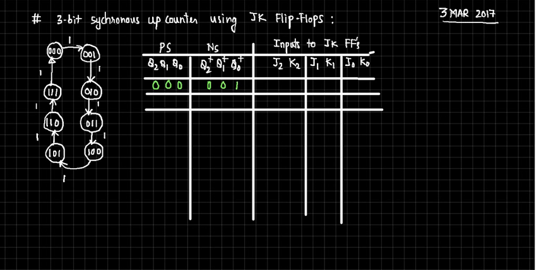Now can you tell me what inputs of the JKs will give you these states? Let me first draw the table of the JK. What a JK flip flop does, if that is J and K, let me write all the combinations: 0 0, 0 1, 1 0, 1 1.